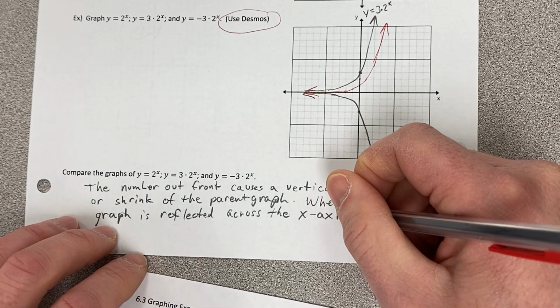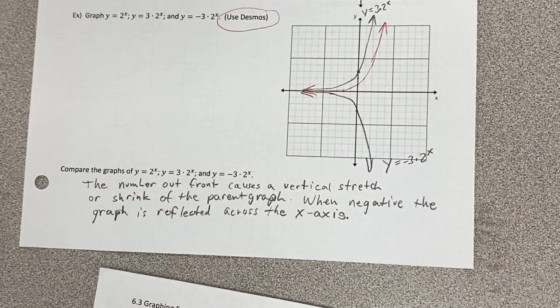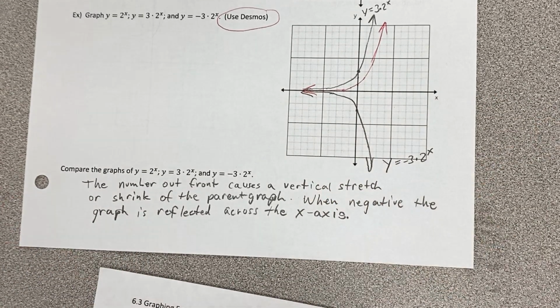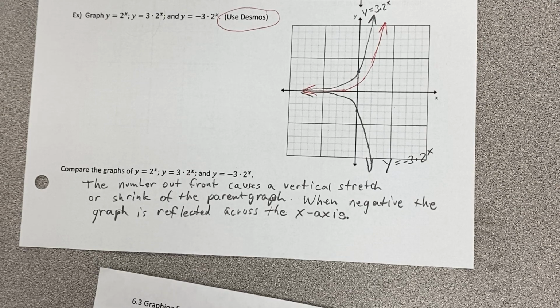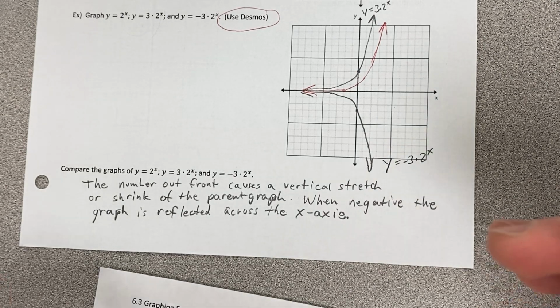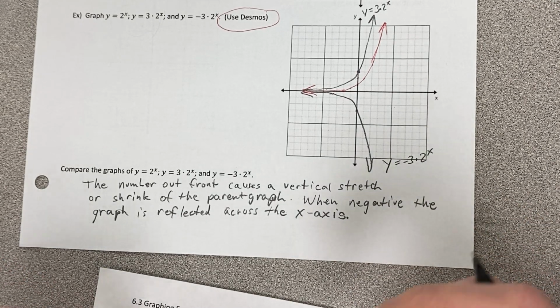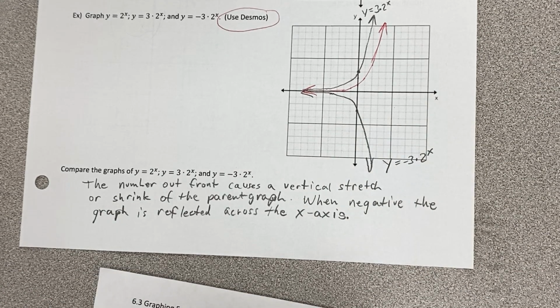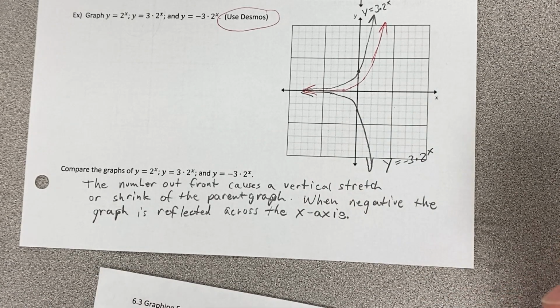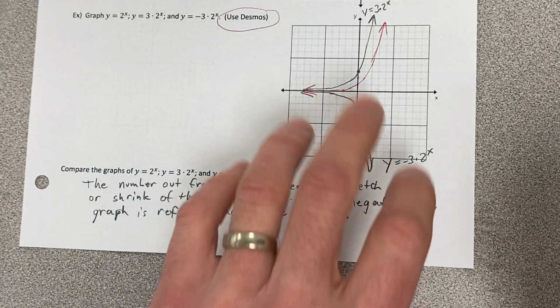And we saw this when we graphed absolute value functions. You could see all these different changes, and it was pretty cool. And so those same exact transformations that we saw with absolute value graphs, we're going to be seeing with exponential graphs as well. So it's kind of cool. All right, let's flip this over.